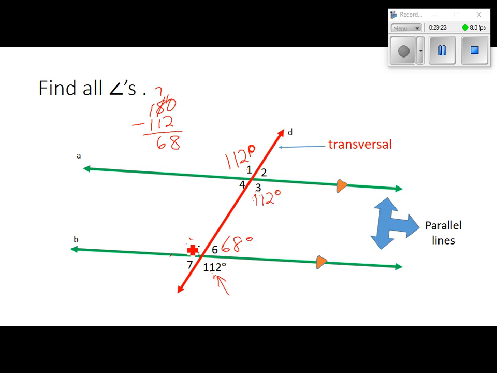Angle 3 and angle 5 are alternate interior angles. If I trace them, they form a Z. So they have to be congruent, alternate interior angles. So that has to be 112 degrees. Same thing for angle 6 and angle 4. They're alternate interior, so that has to be 68 degrees.